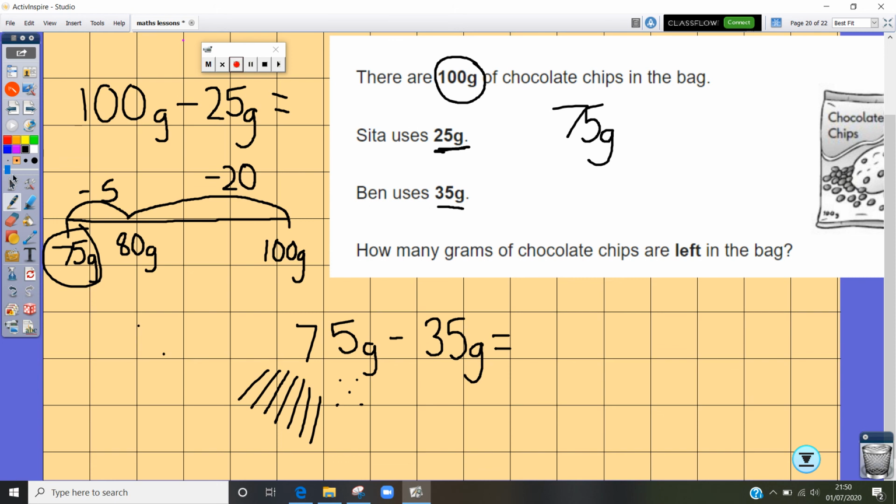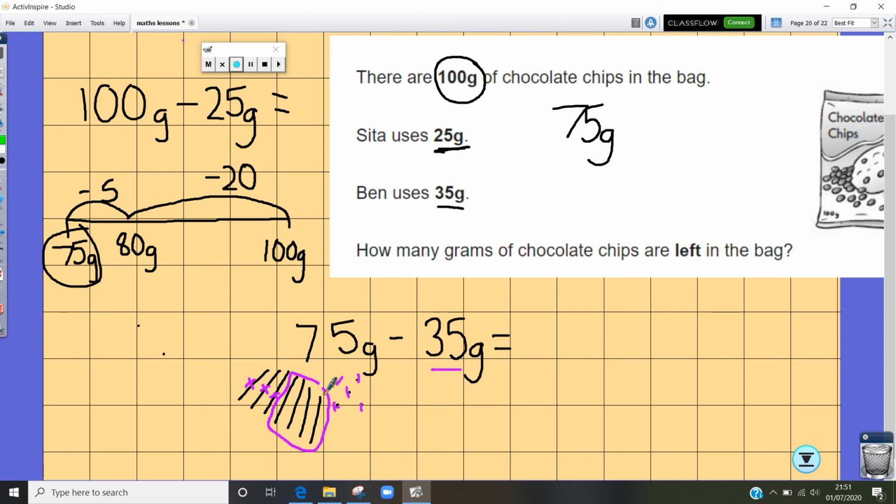Okay, now when we are taking away, remember we only need to draw the larger amount. I'm going to subtract the 35. So I'm going to cross it off. So 10, 20, 30. There's my 30 and then cross off my 5. 1, 2, 3, 4, 5. And remember, to make it really easy, we circle the bits that are left.